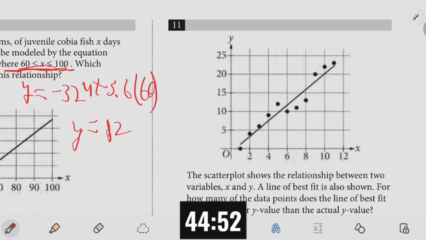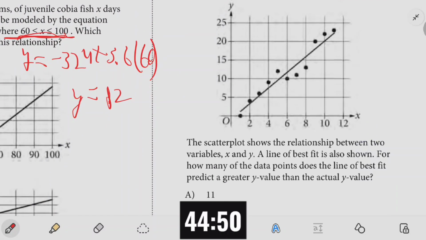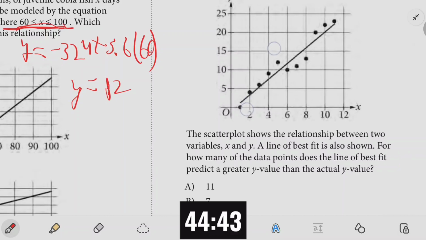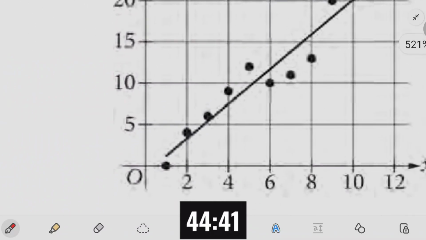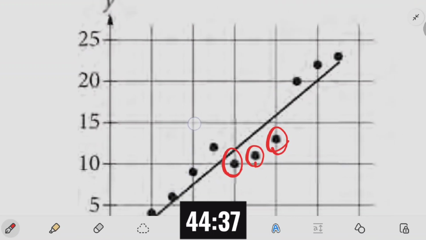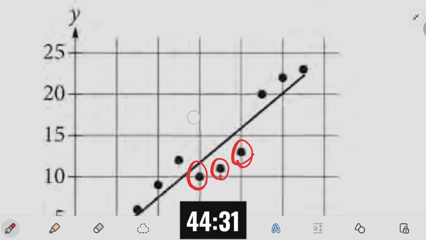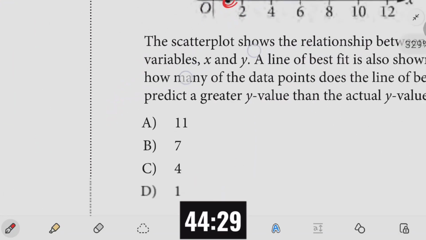A scatter plot shows the relationship between two variables x and y. A line of best fit is also shown. For how many of the data points does the line of best fit predict a greater y value than the actual y value? Well, that's 1, 2, 3, 4. Because think about it, the predicted is much greater than what the actual is. It looks like we only have 4.